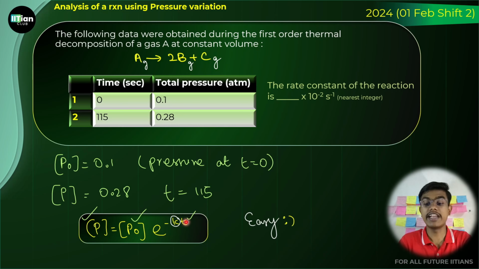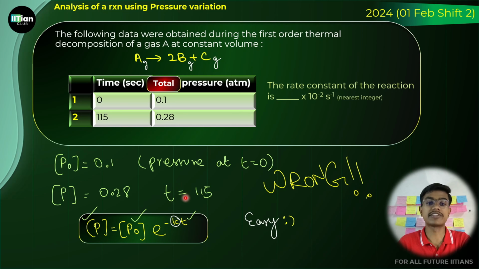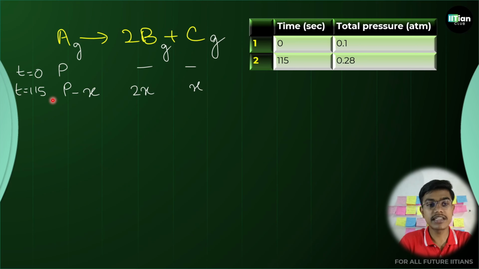But if you do it like this, it is completely wrong, because in the question we were given the total pressure, but in this expression what we have to substitute is the pressure of the reactant only. That's what I mentioned in the previous slide as well. So we'll be considering such an equation. For A, the pressure initially is P, and for B and C there is no pressure initially. As time progresses, that is at time equal to 115, some A will be consumed and that will appear on the product side. P minus X is giving you 2X. This 2 is because of the stoichiometric coefficient, and 1 for C, that is X.